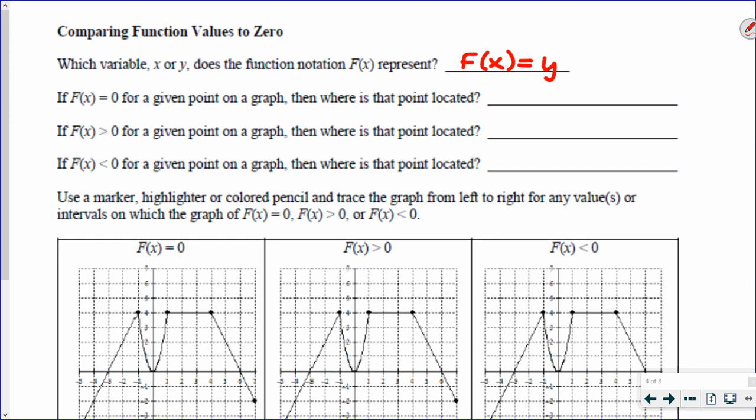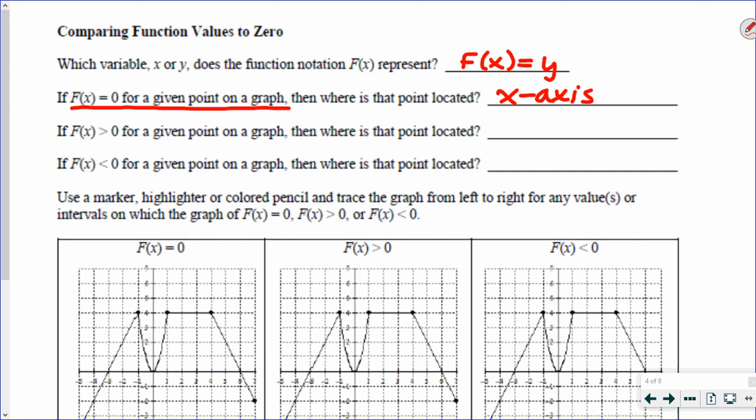So if f of x equals 0 for a given point on a graph, then where is that point located? Well, that would mean that the y-coordinate is 0. And if you think of your coordinate plane, if the y-coordinate of a point is 0, then that point is going to be on the x-axis. Okay? So this point would be on the x-axis.